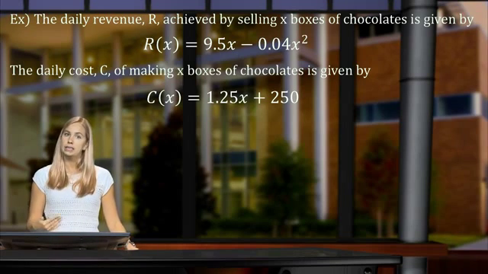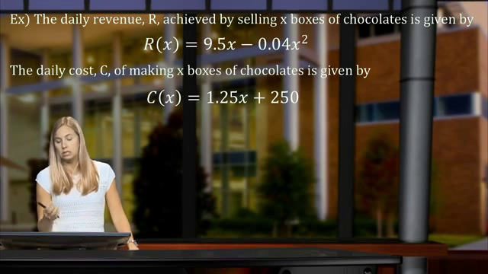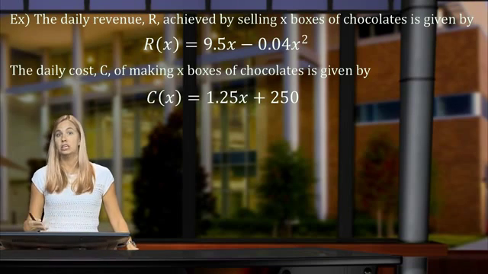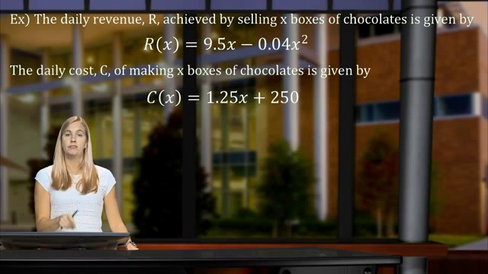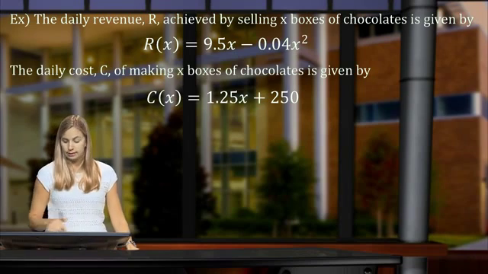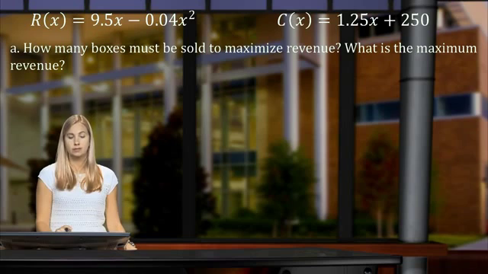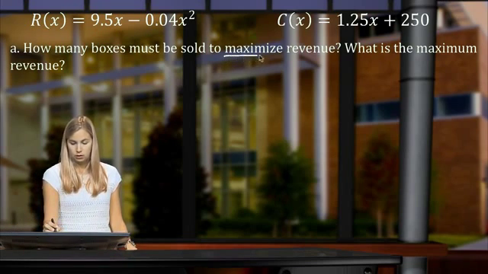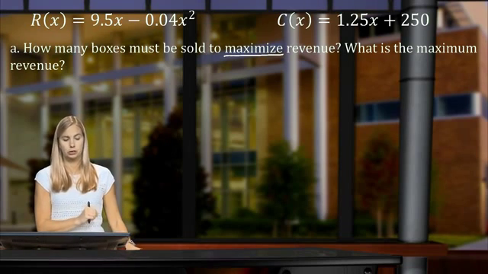Now, we talked about the idea of cost and revenue. Remember, cost is what we spend to produce these chocolates, where revenue is the money that's coming in from selling these chocolates. Please make sure you remember the difference between revenue and profit because they're not the same thing. Profit is what we have left over after we've paid for all of our costs. How many boxes of chocolates must be sold to maximize revenue? We want to maximize the revenue. And then what is the maximum revenue?